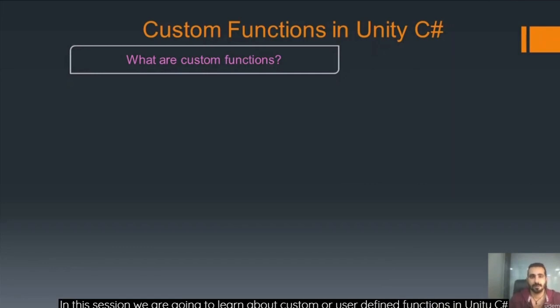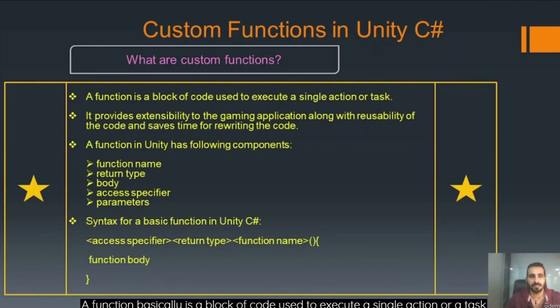In this session, we are going to learn about custom or user-defined functions in Unity C Sharp. So what are custom functions in Unity C Sharp? A function basically is a block of code used to execute a single action or a task. It provides extensibility to the gaming application along with reusability of the code and saves time for rewriting the code.